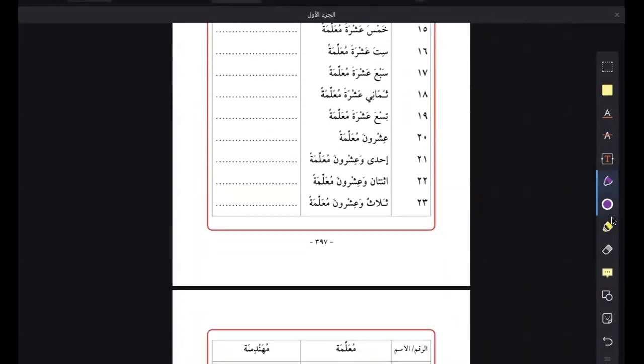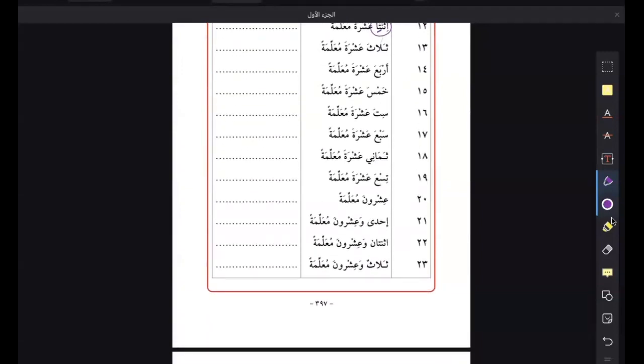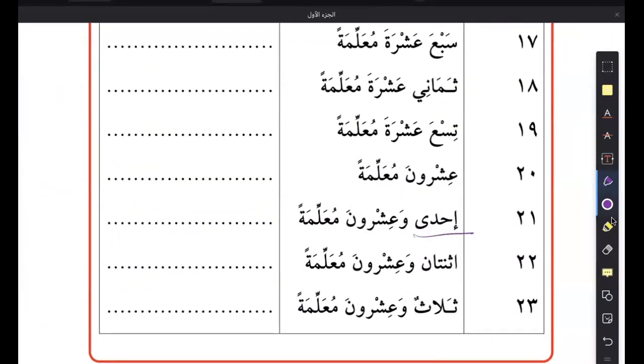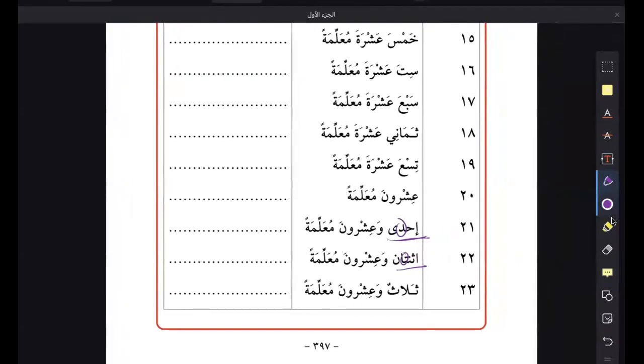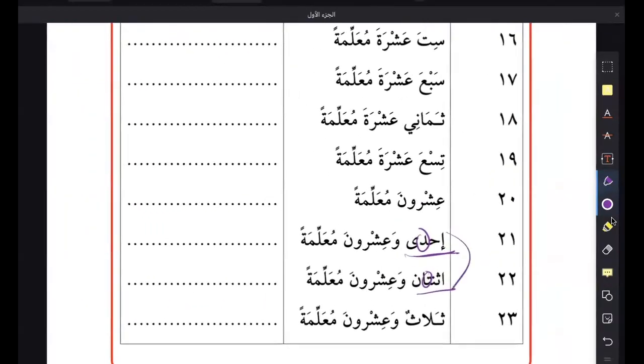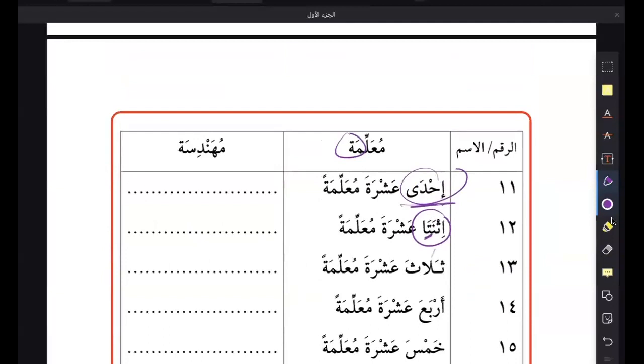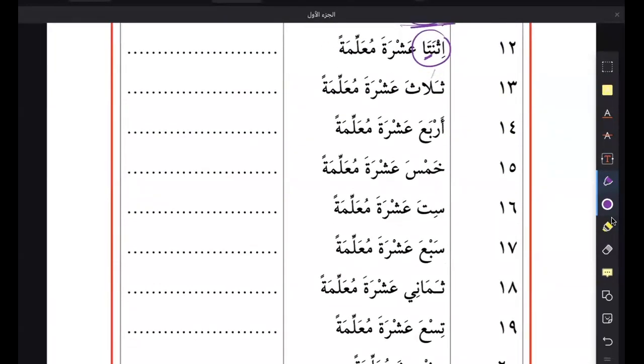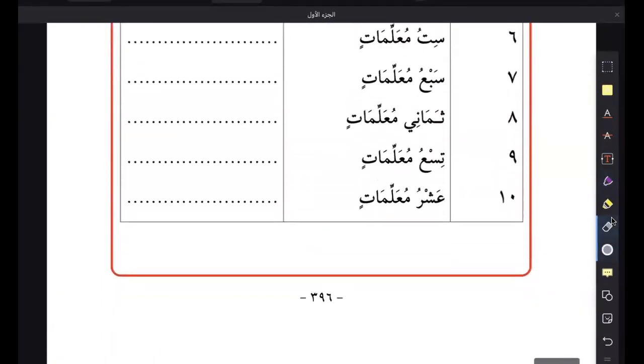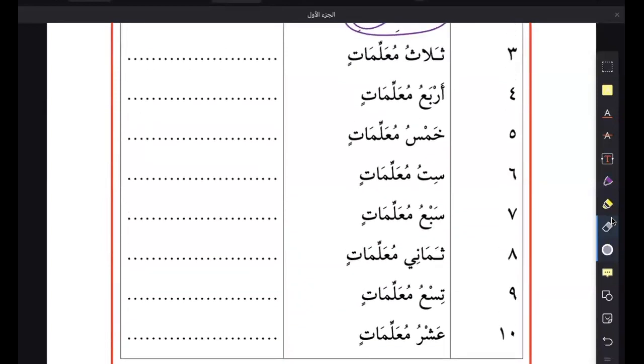So anywhere you see إحدى وعشرون, اثنتان وعشرون, see this ta? Every time you have 1 and 2, regardless of which number it is, if you're describing a feminine, it will match the feminine. It will simply match the gender. This is 1 and 2. So what do you think is going to happen from 3 to 9, or 3 to 10? It will be the opposite.